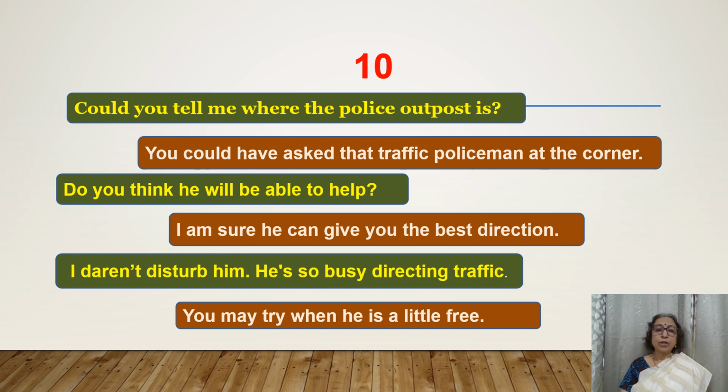Here is number 10. Could you tell me where the police outpost is? You could have asked that traffic policeman at the corner. Do you think he will be able to help? I'm sure he can give you the best direction. I daren't disturb him. He's so busy directing traffic. You may try when he's a little free. So, again, a very simple conversation. Conversation again about asking something and then getting a suggestion from the other person.